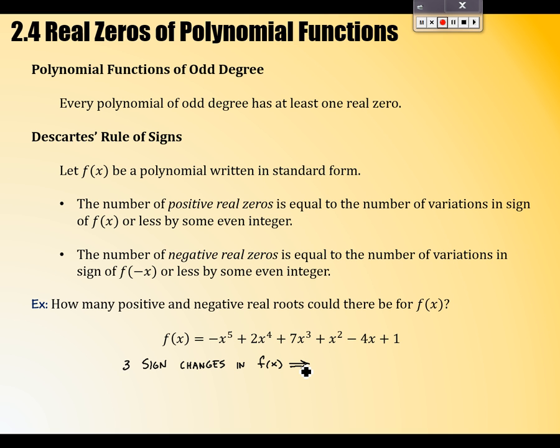And I'll tell you what that means in a second. But do you count 3 sign changes too? Put it in standard form like it is there. And then go from left to right looking for sign changes. Make sense? One of them happened right there, and then the third one happened right there.